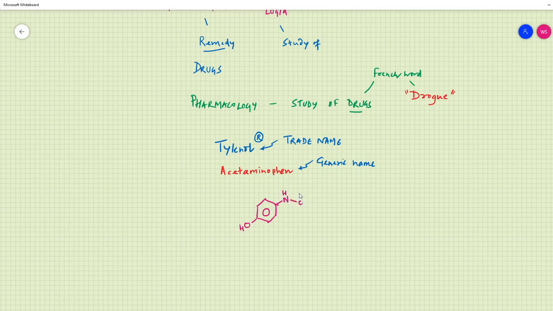an amino group, okay, so there is an amino derivative at the para position of the phenol. And there is an acetyl group here. So the chemical name would be N-acetyl at the para position, amino, phenol. Okay, so if we look at this, we will understand why it is named acetaminophen. Okay, so that is how the generic name is derived. And this is the chemical name.